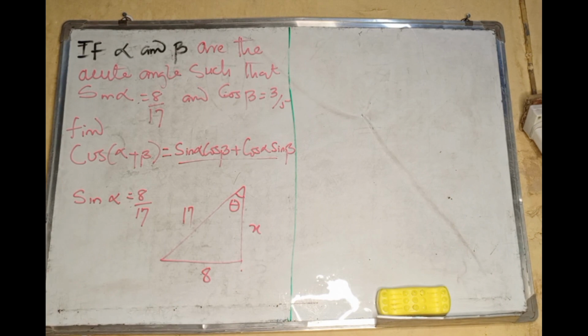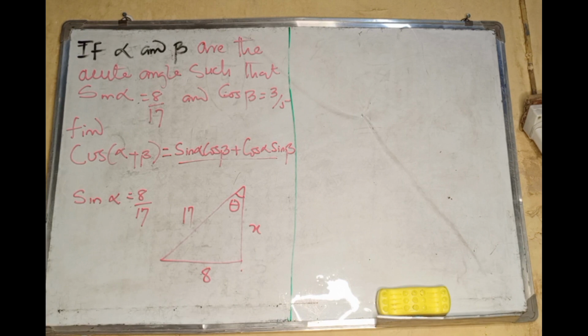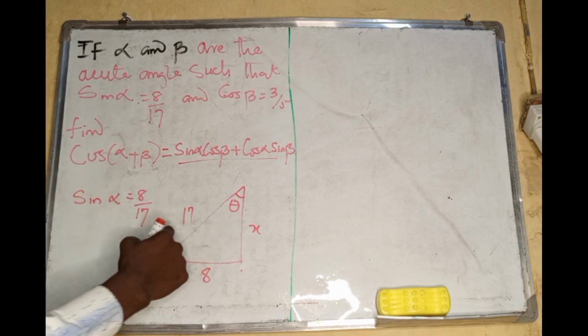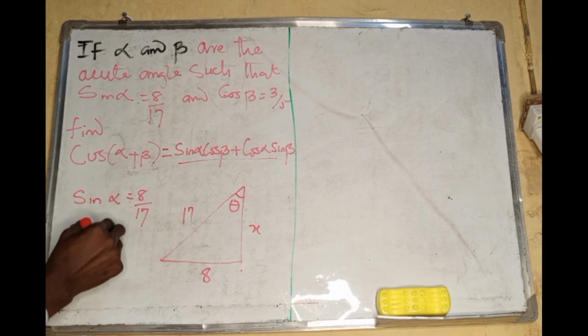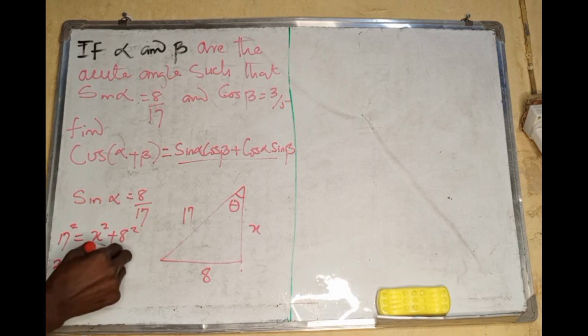Is that clear? So guys, now looking for x, I want to obtain the value of x to be able to get my other parameters necessary. So by Pythagoras rule, the square of the hypotenuse is equal to the sum of the squares of the other two sides, which is 17 squared is equal to x squared plus what? Plus 8 squared. Is that taken? So guys, let's move on. 17 squared is equal to 289, which is equal to x squared plus what? Plus 64. Is that clear?